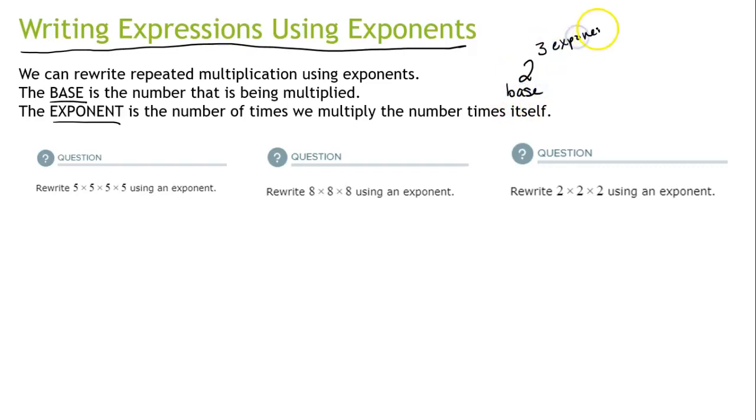2 to the third is not 6. 2 to the third means 2 times 2 times 2, which actually becomes 8 because 2 times 2 is 4 and 4 times 2 becomes 8.